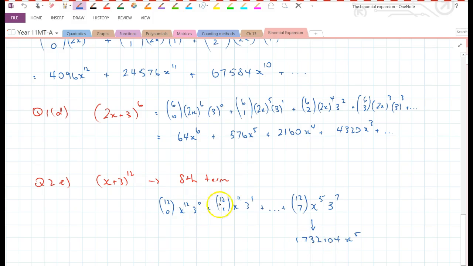So we just went through and we worked out the pattern, and we worked out that that had to be the 8th term there, and so that is the only one we need to represent there in our answer. So that's how to do that. Okay, I'll leave it at that.